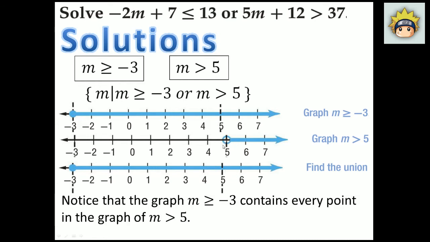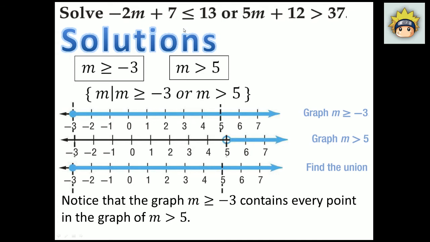But notice that the graph of m is greater than negative 3 already contains every point in m is greater than 5. Remember, the definition of the union is that the solution set can be either. So this graph would be a visualization of these two compound inequalities.